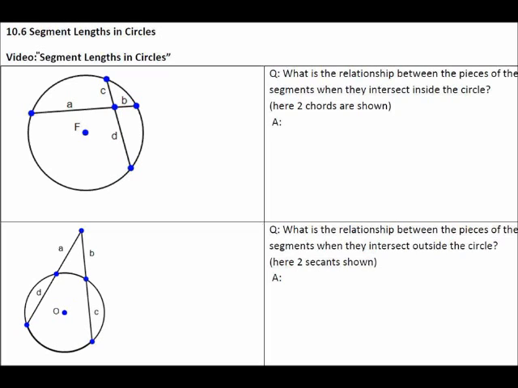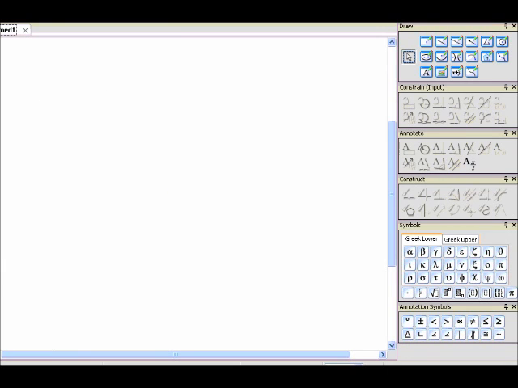In this video we're going to be discussing the properties for segment lengths when they are intersecting either inside or outside the circle. So in your notes packet we're on section 10.6, segment lengths and circles. And before we look at these properties, I would like to review with you some vocabulary.